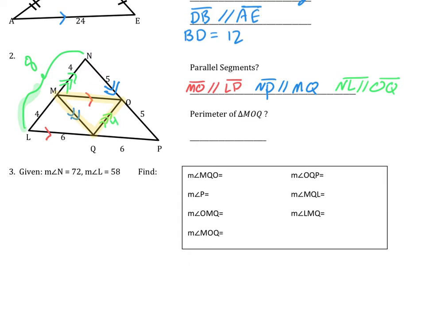And we can just go around this triangle doing the same thing. NP is 10, which means the midsegment parallel to it will have a length of 5. And then lastly, LP, total length is 12, which means the midsegment that it's parallel to will have a length of 6. So our perimeter here would be 6 plus 5 plus 4, which would be 15.